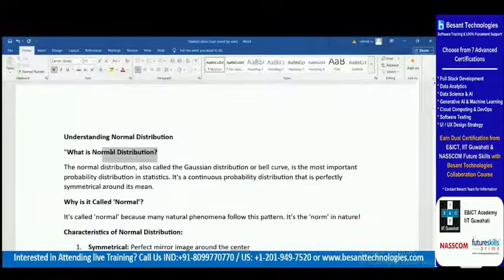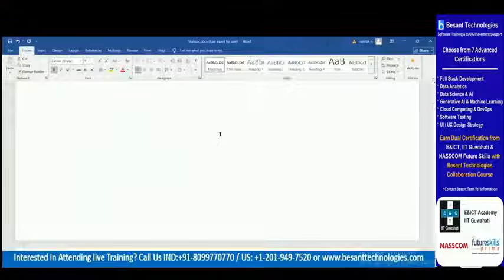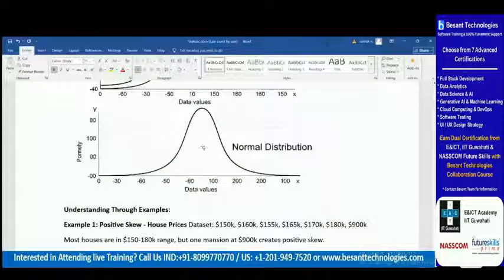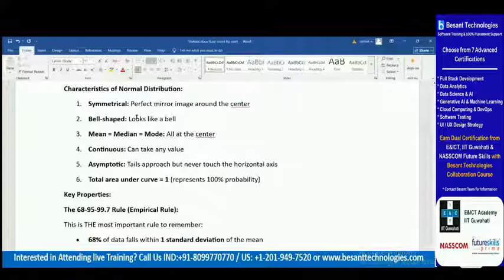Okay, so we can see what the characteristics of a normal distribution are when seeing this bell-shaped curve. Firstly, it is very symmetrical in shape, like a perfect mirror image around your center, and your data set is normally distributed in a bell-shaped curve. Always for a normal distribution data set, your mean will be equal to your median will be equal to your mode. Okay, and the values are also very continuous in nature, and it is also asymptotic.